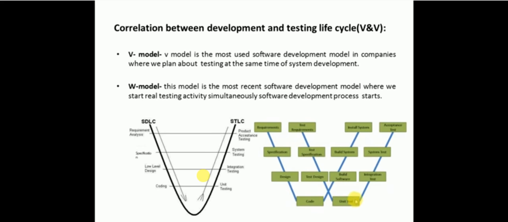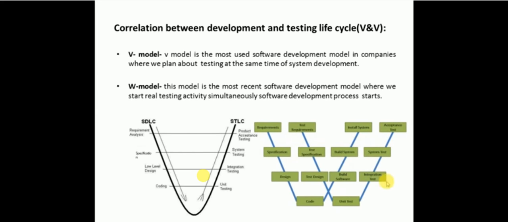and the coder will perform their unit testing. Once the software is built, the tester will perform integration testing. The build system will be performed by the developer, and system test will be performed. Installation testing, installation system, and UAT will be performed. So what's happening here is we are implementing a QA process for each level of SDLC phases, and at the same time STLC phases.